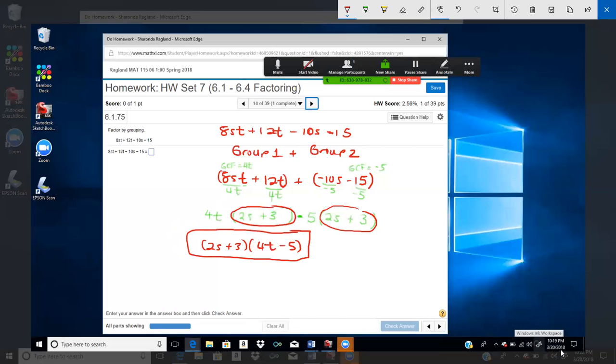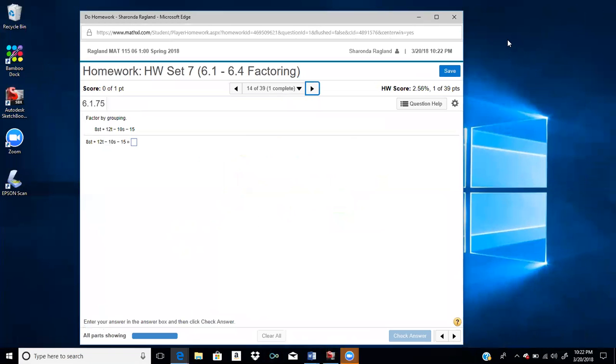All right, so good. They give you some practice with factoring by grouping, so you can do that. I'm going to start with factoring trinomials, but I'm going to do that in a different video.